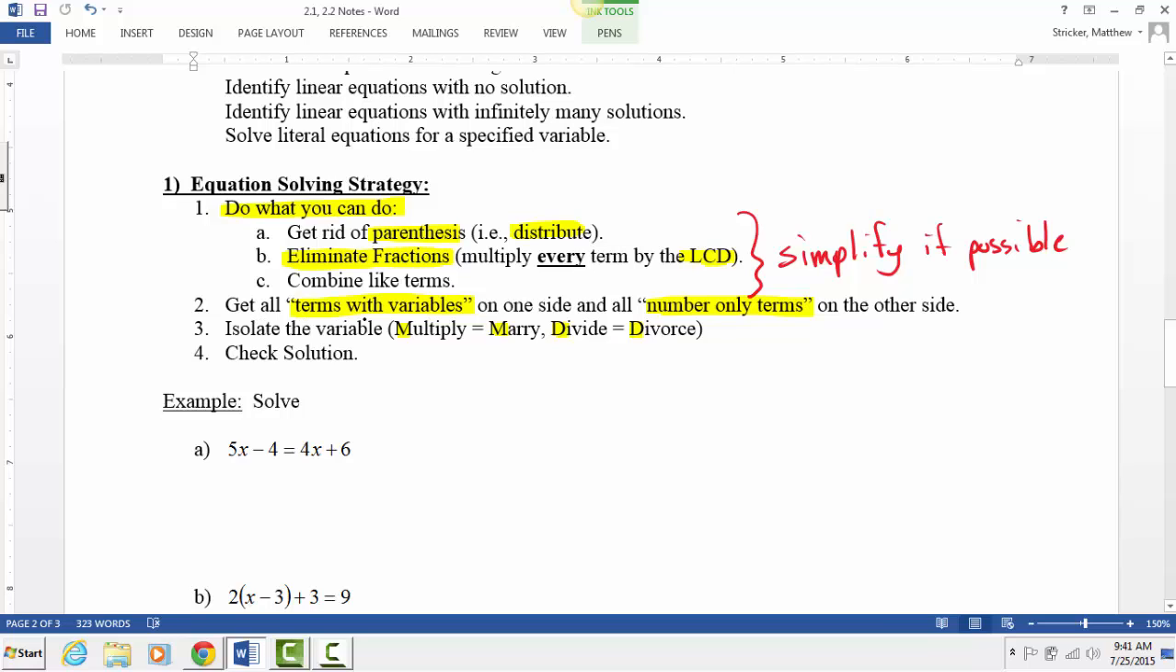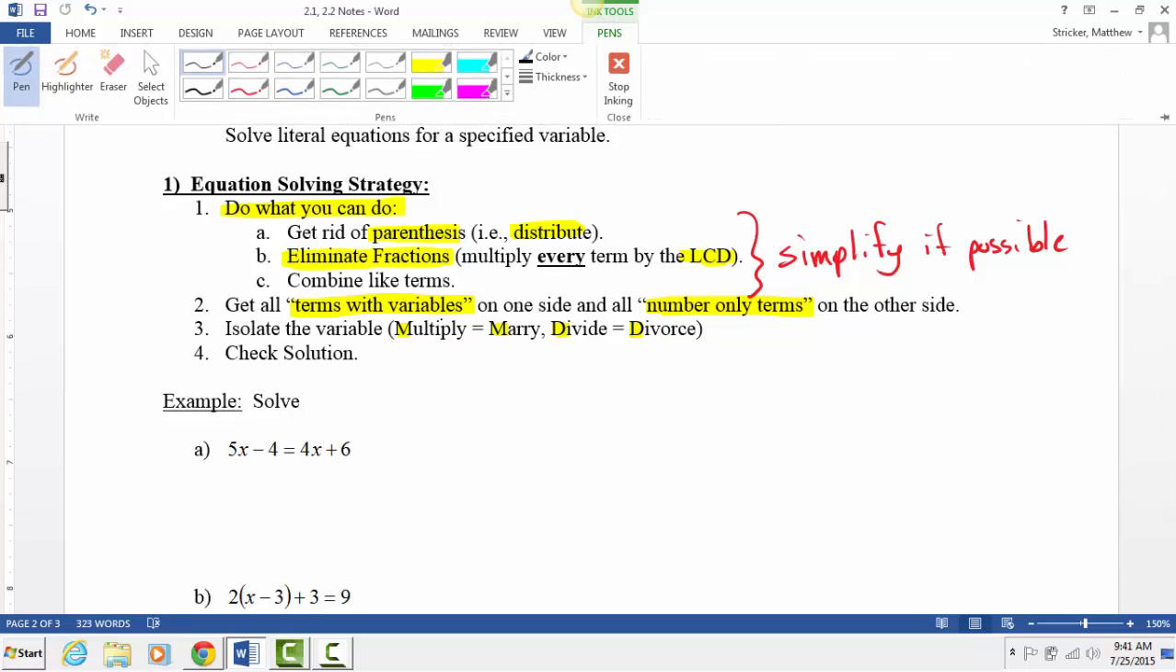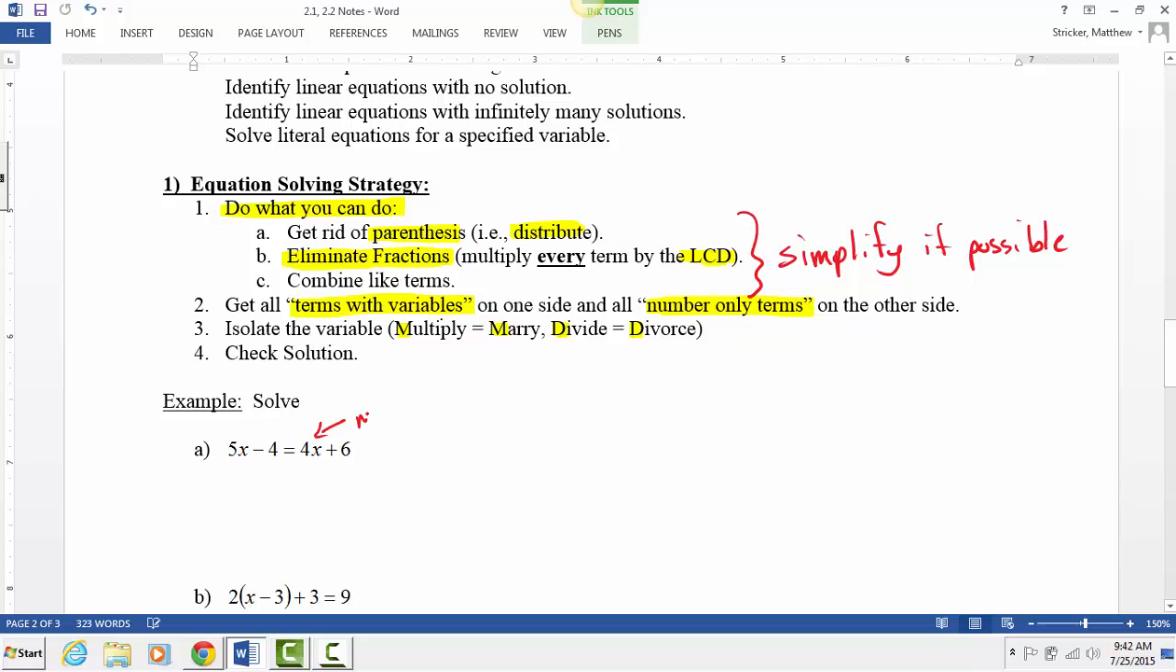Get the x's on one side, the numbers on the other. And notice we have x's on both sides. I typically like to move the smallest x. Let's make a note of that. Let's move the x with the smallest coefficient. Remember, coefficient is the number in front of x. Smallest number in front of x.